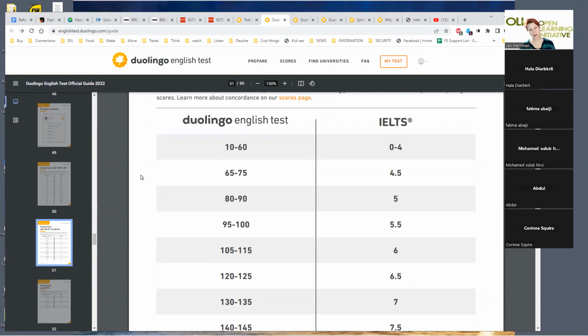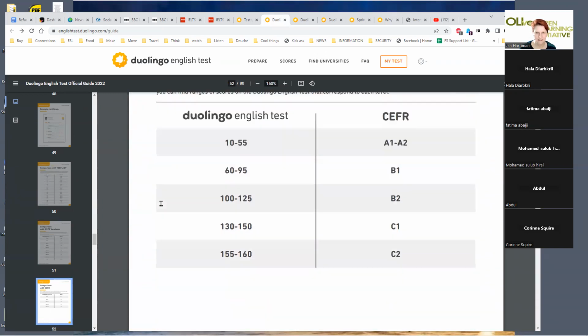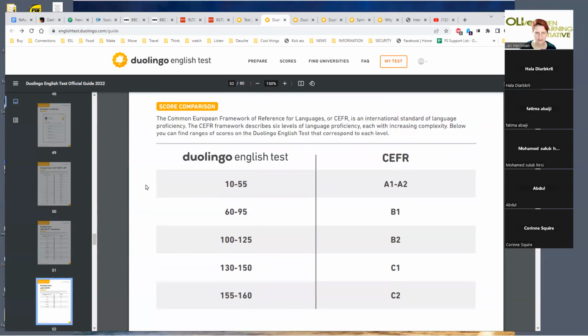Yeah. And can you go? Yeah. Okay, sorry to interrupt you. No, that's all right. Can you go down? There was another slide after this. Um yeah, can you go a little bit up too? So this is CEFR.